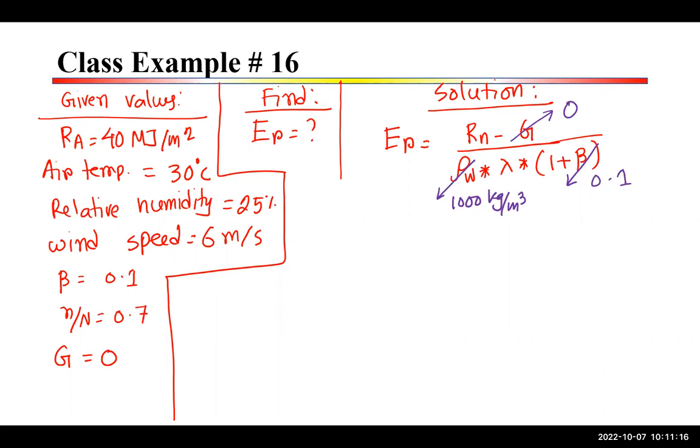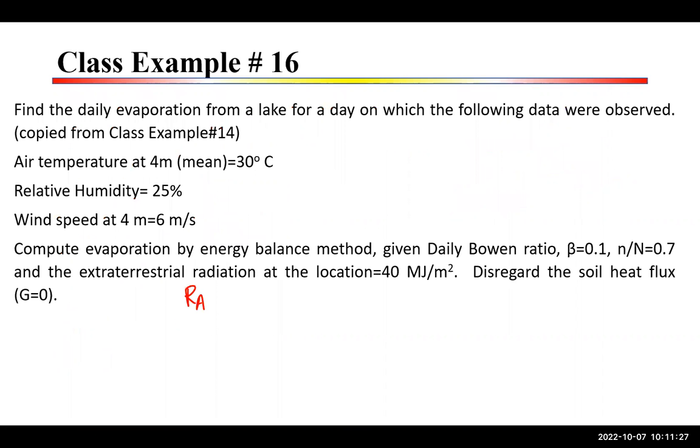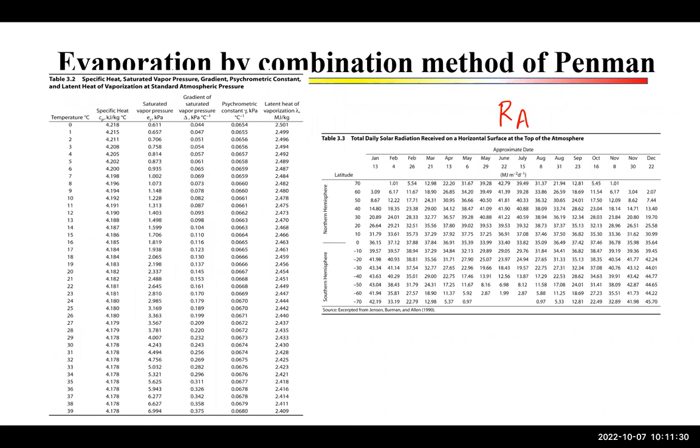Okay, so let's find out. All of you have your tables 3.2 and 3.3 with your previous class lecture. So let's go to that. This one. This is the temperature, 30. Now for 30, that is the lambda, the latent heat of vaporization. What is the unit for this lambda?